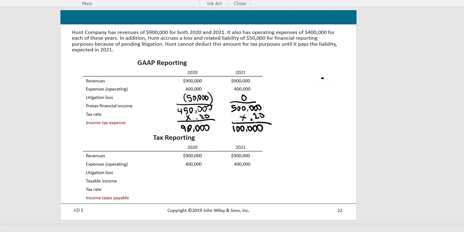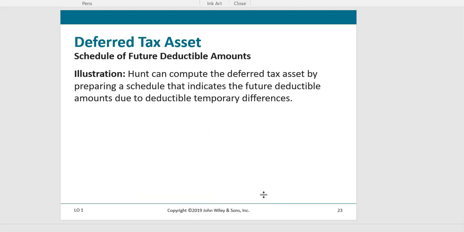But what about on the tax return? We have the same revenues and expenses, but because we have not paid this out in cash in year 2020, we're going to record this loss in the following year, 2021. So our taxable income is now higher than our book income. And we see that this is going to reverse out the next year. This is, again, just a timing difference in a different direction than the last example we looked at.